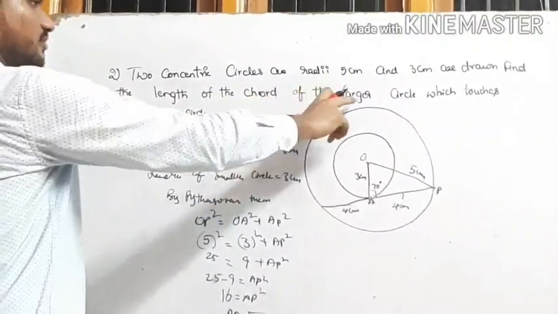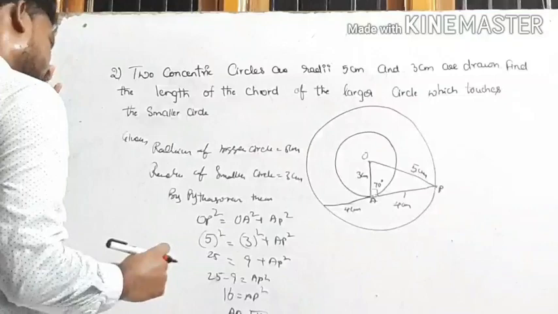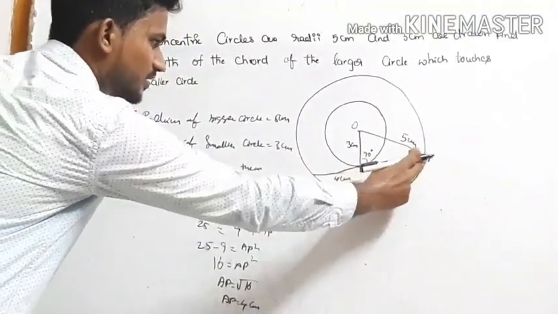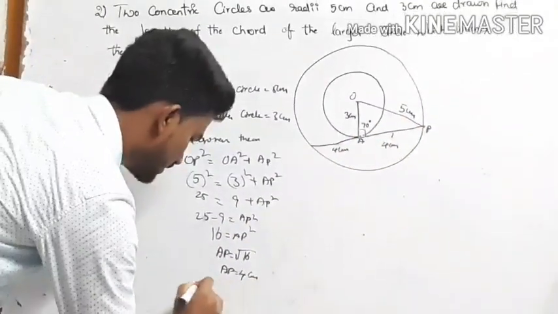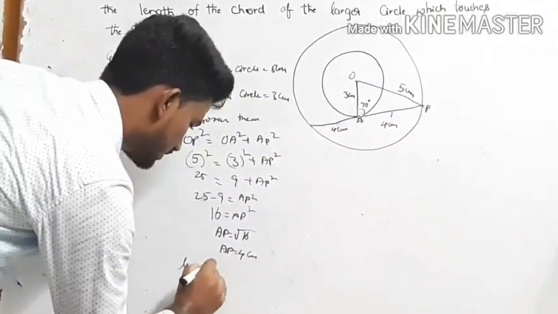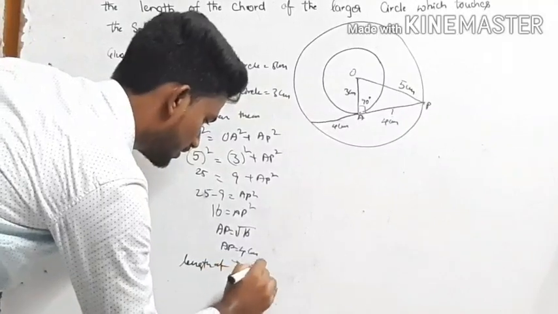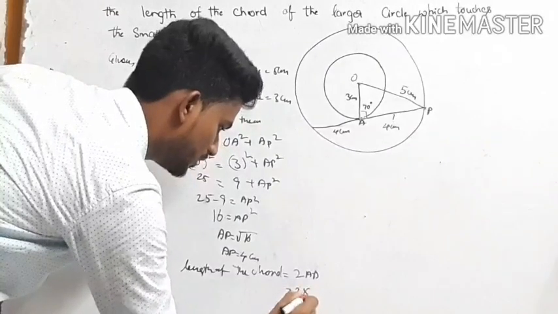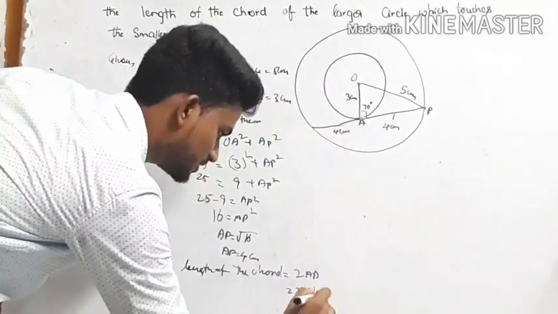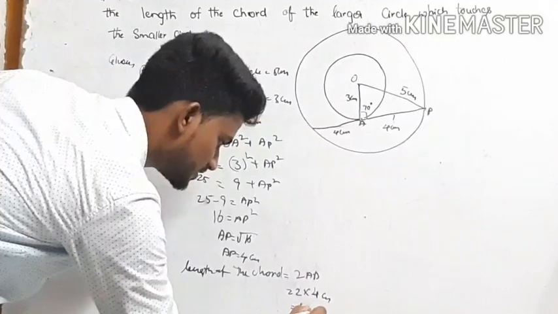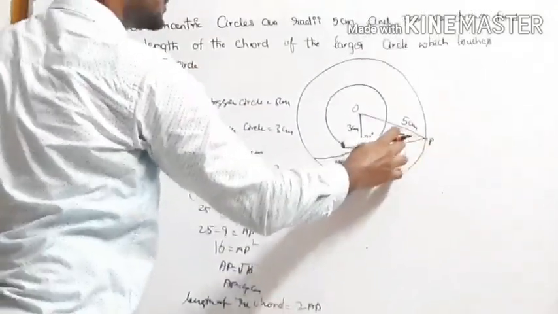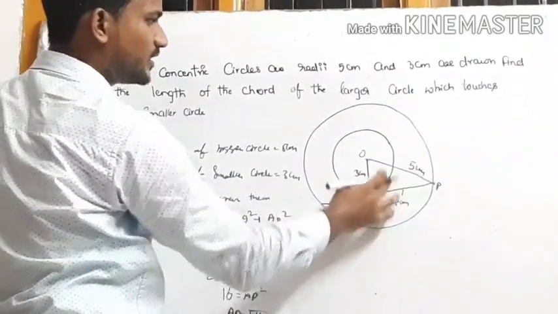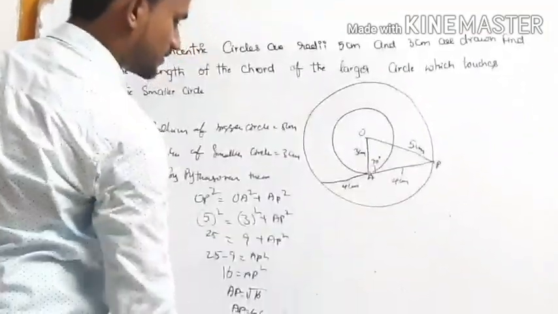We want to find the length of the chord of the larger circle which touches the smaller circle. So this is 2AP, both of these are the same. The length of the chord equals 2AP, that is 2 times 4 centimeters. This is 8 centimeters, the length of the chord of the larger circle which touches the smaller circle. This is 8 centimeters.